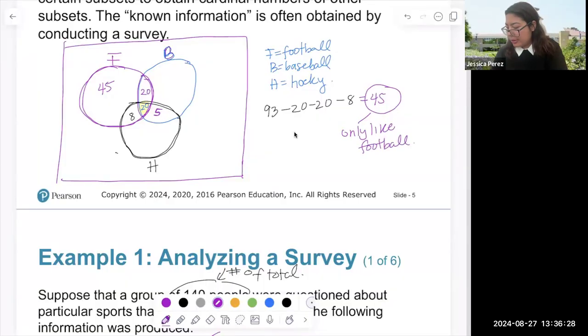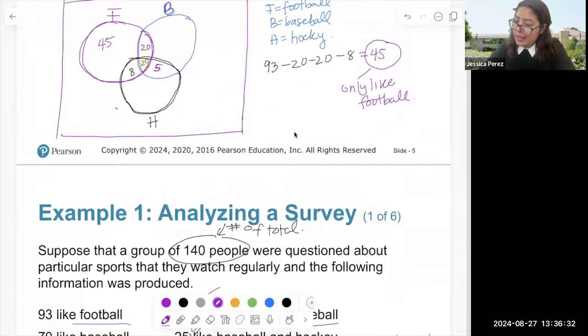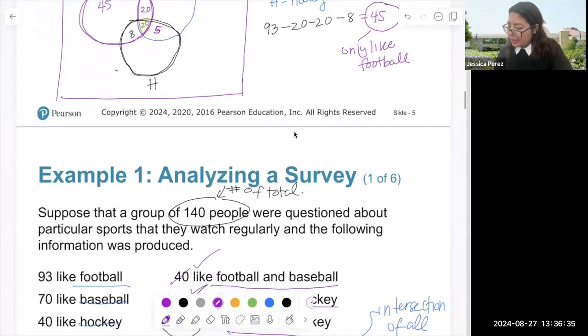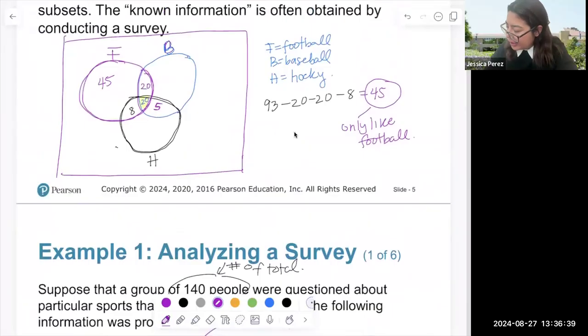Now, the next question, we want to find the rest of the pieces. We want to find the outside of B and the outside of H. So we know that 70 like baseball, but I already have things accounted for. So then the baseball, it's going to be what? I want to find this number.